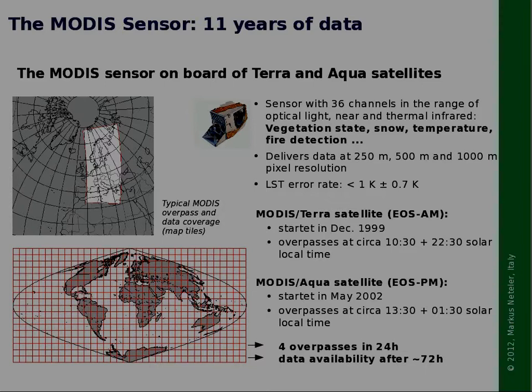There are two MODIS sensors available, one on the Terra satellite, producing data since the beginning of 2000, with an overpass in the morning and also in the evening time. And the second system is on the Aqua satellite, started in 2002, overpassing after lunchtime and after midnight local solar time. At this point we obtain 4 overpasses in 24 hours for the entire globe. Data are available after about 72 hours.